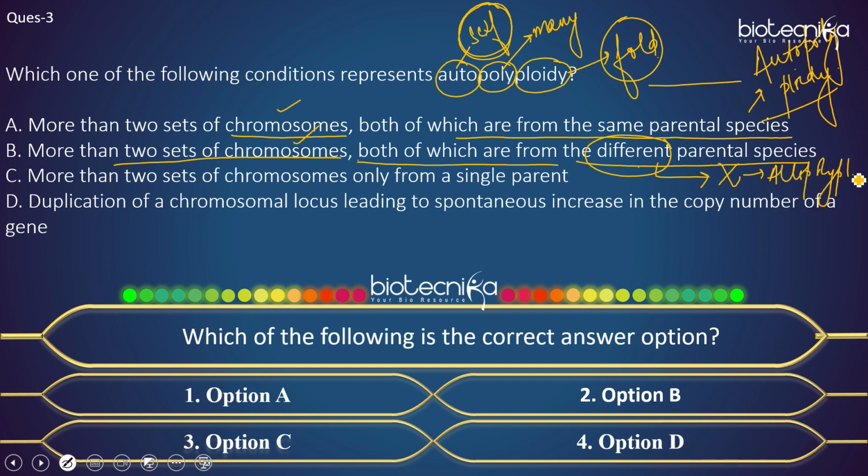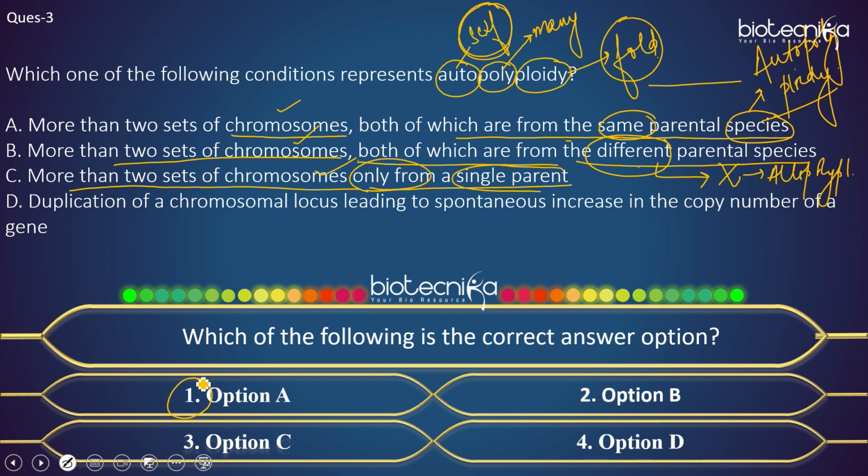What about option 3? More than 2 sets of chromosomes, correct? Only from a single parent, not only both of which are from the same parental species. We have to consider at the species level. So from here, the first option goes right for the question that is asked for autopolyploidy. So the right answer is option 1, that is option A.